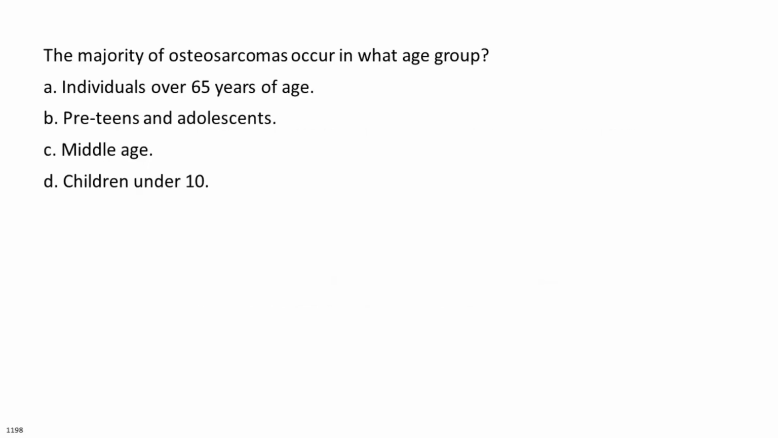The majority of osteosarcomas occur in what age group? A. Individuals over 65 years of age. B. Preteens and adolescents. C. Middle age. D. Children under 10.